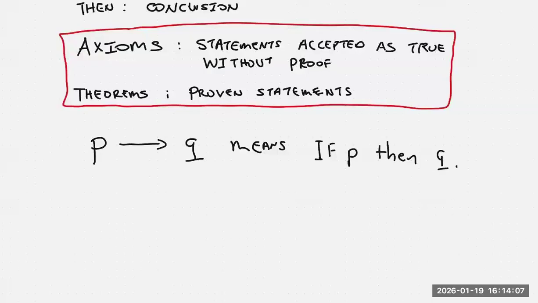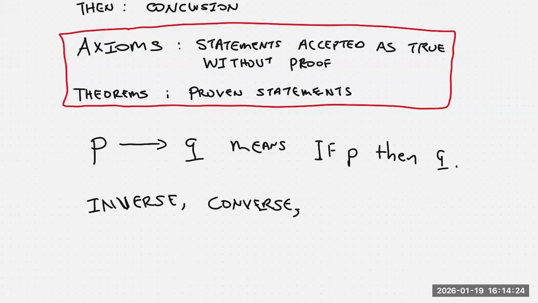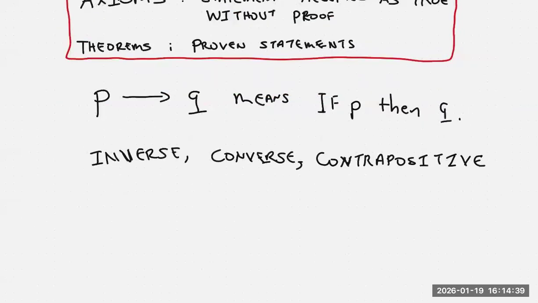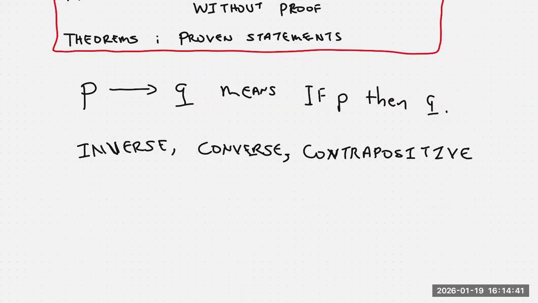If you have an if-then statement, you can find its inverse. You can find its converse. And you can find its contrapositive. So I'm going to go through these 3 words and give you examples of what I'm talking about. All right, so we have inverse, we have contrapositive, and we have converse. What are these words saying?